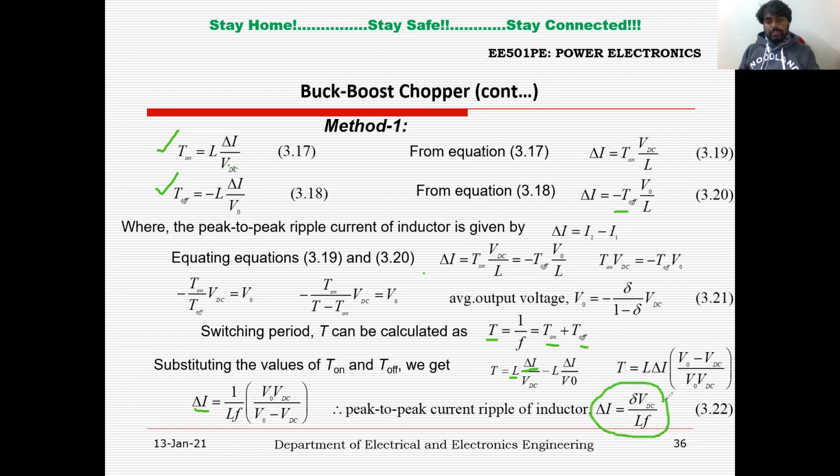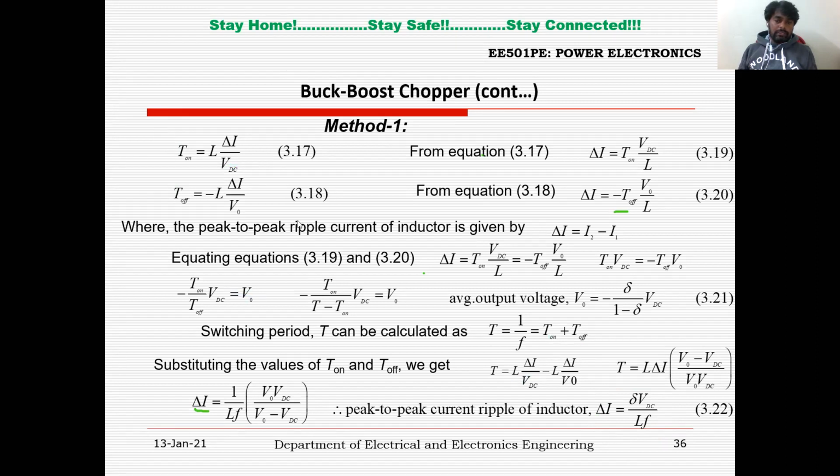So as I told you, the inductor is used to get ripple free current, right? So if you want to get less ripple, we just need to increase the inductor or increase the switching frequency, the chopping frequency, right? So this is how you can get a constant current or ripple free current.